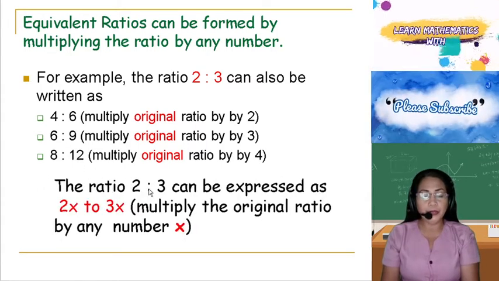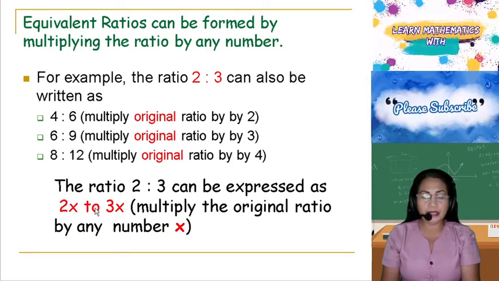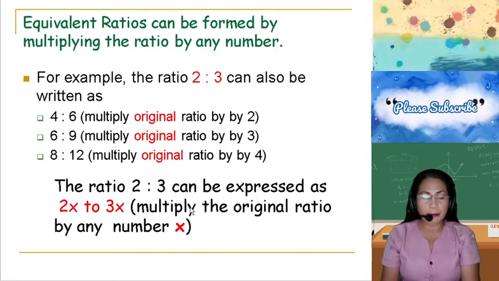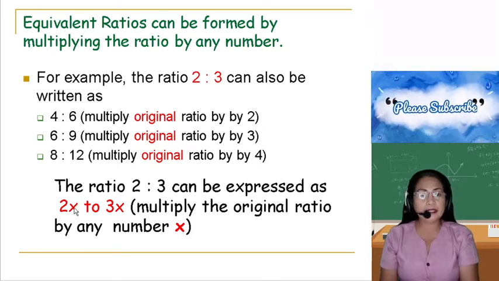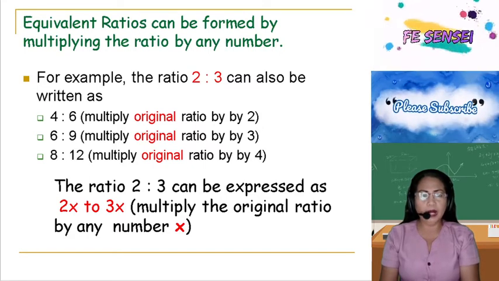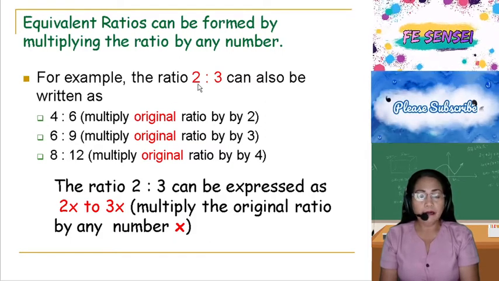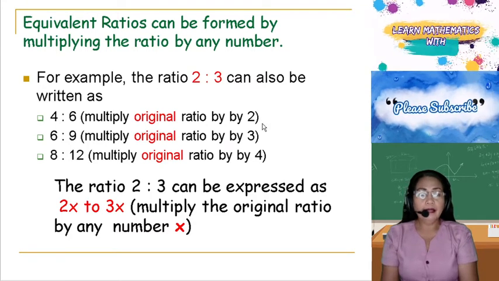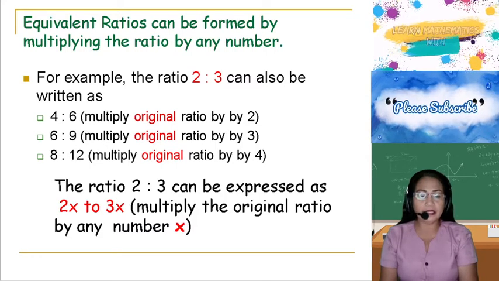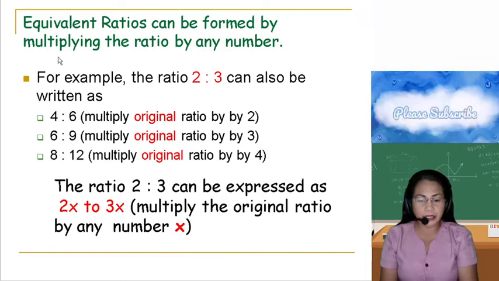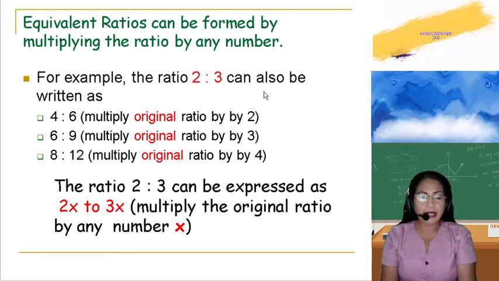The ratio 2:3 can be expressed as 2x to 3x. Multiply the original ratio by any number x. You can replace x by any number, but always keep it in your mind. If you multiply the first ratio with a number, that number should be the multiplier also of the second ratio. So in our example, first we multiply both by 2, then by 3, then by 4.